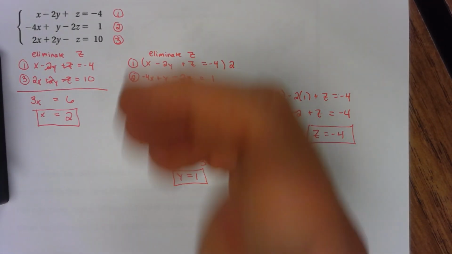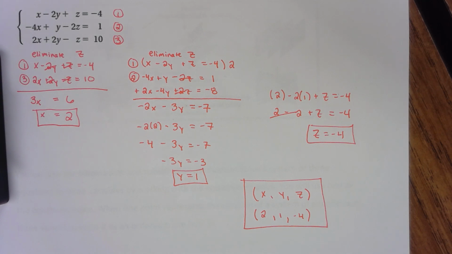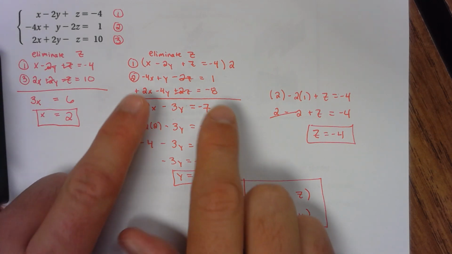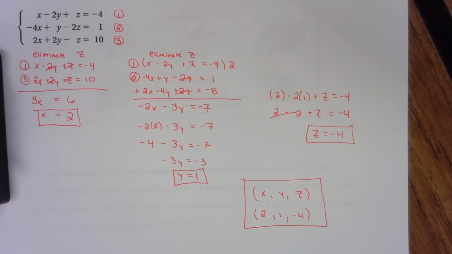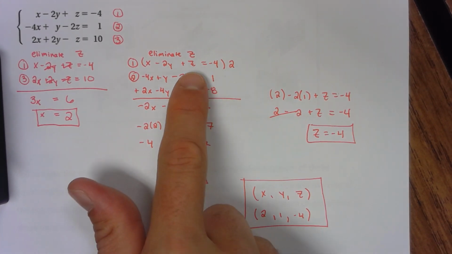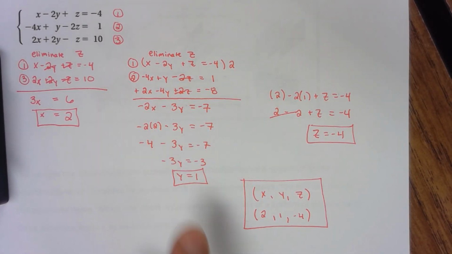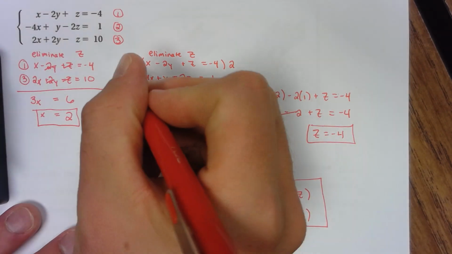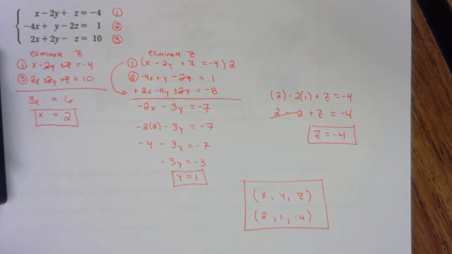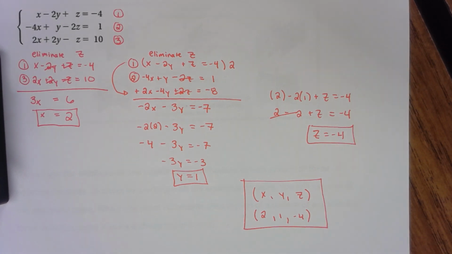And so when I add equations 1 and 2, the z's won't eliminate right off the bat, but I'm noticing that if I multiply the top equation by 2, that gives me that 2z, which will then eliminate. So I multiplied the top equation by 2. That gave me a new equation for equation 1. And again, the whole point of that was so that the x's will eliminate. So then negative 4x plus 2x is negative 2x. Y minus 4y is negative 3y. And 1 minus 8 is negative 7.